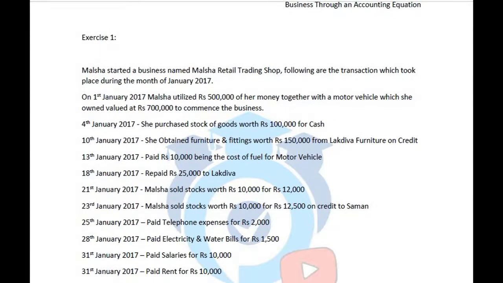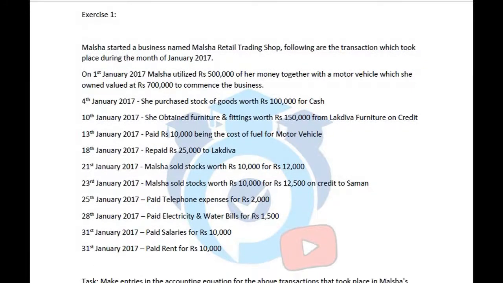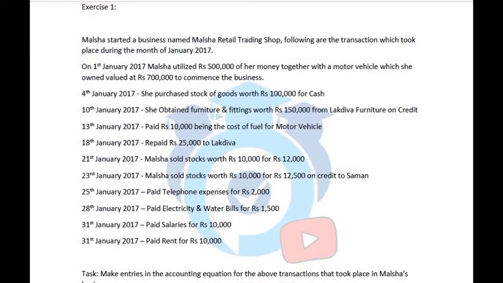On 1st January 2017, Malsha utilized Rs 500,000 of her money together with a motor vehicle which she owned valued at Rs 700,000 to commence the business. 4th January, she purchased stock of goods worth Rs 100,000 for cash. 10th January, she obtained furniture and fittings worth Rs 150,000 from Lakdev Furniture on credit.